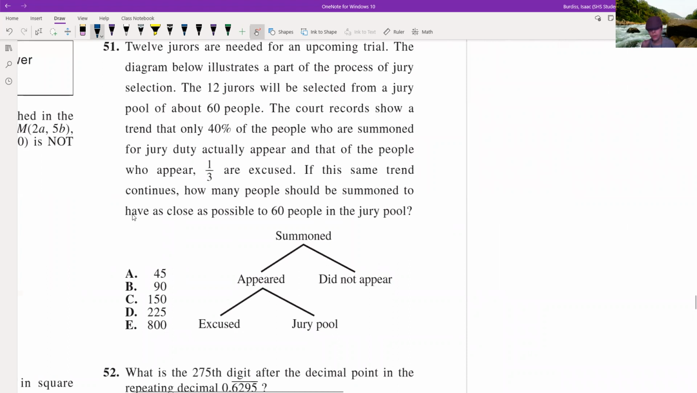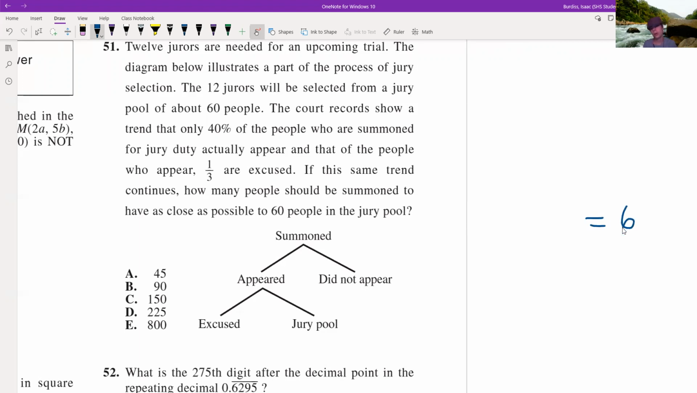Oh, this was a dumb one. 12 jurors are at an upcoming trial. 12 jurors will be selected from a pool of 60 people. Only 40% of the people summoned actually appear. And of those people, 1/3 are excused. If this trend continues, how many people should be summoned to have at least 60 people in the pool?